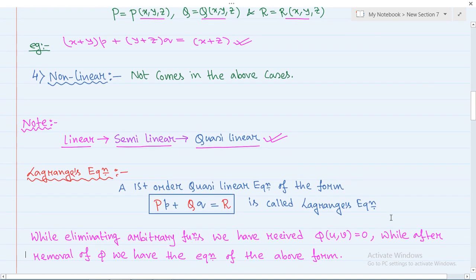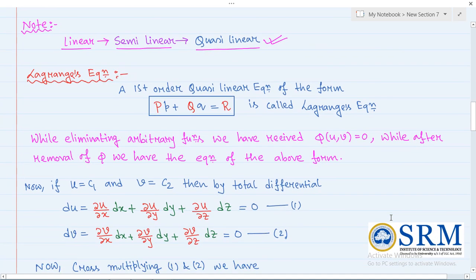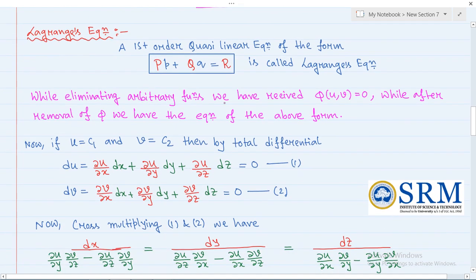So what is a Lagrange's equation? A first order partial differential equation, which must be a quasi-linear type of equation, of the form capital P small p plus capital Q small q equals capital R. This particular structure is known as a Lagrange's equation. Okay, so how to solve it?